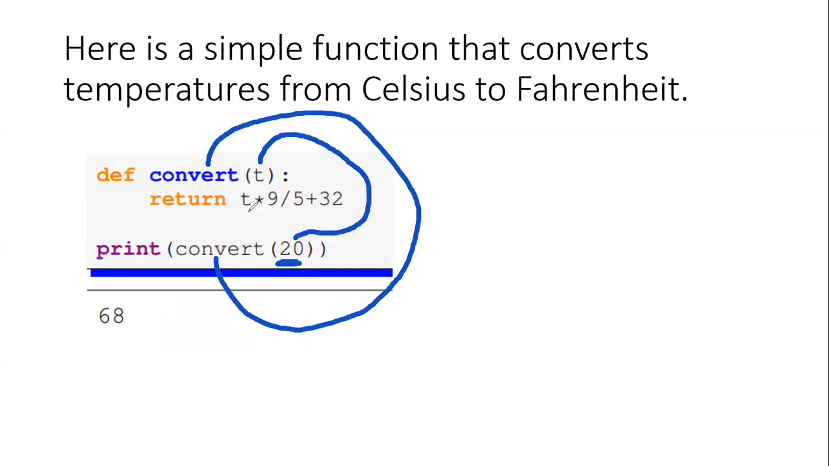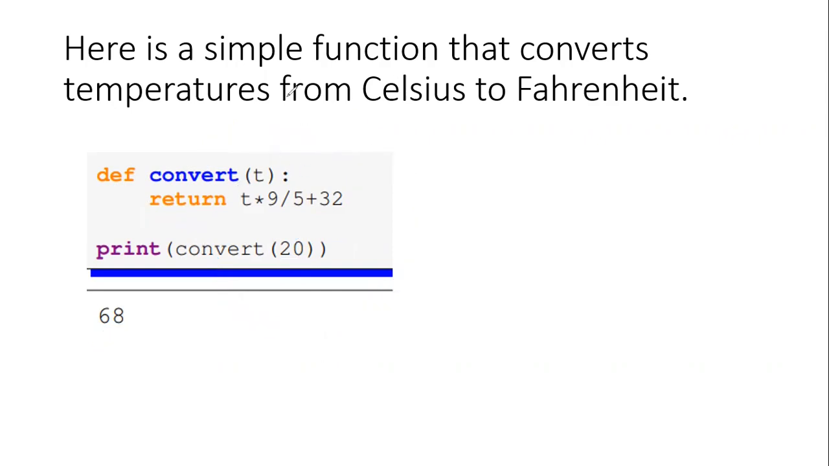This will do the conversion and return the value. The return value will replace the call here. Then what happens? The value received will be printed here as 68. So that's a very simple program just to convert Celsius to Fahrenheit. However, remember, you can have 2 or more values, not limited to one value.